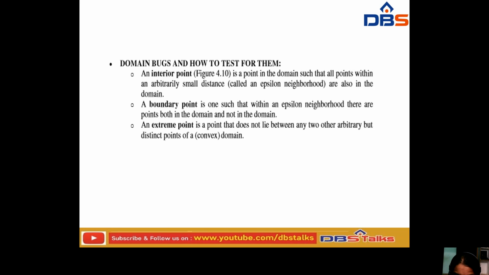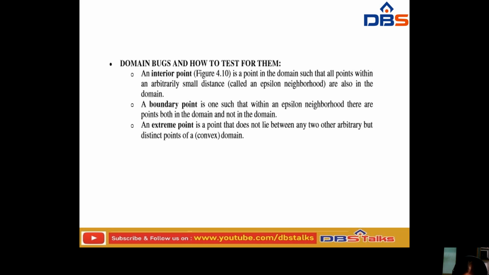But when it comes to an extreme point, it is completely different. It does not lie between any two other arbitrary points, it is totally out of the domain, and the distance between any two extreme points is very far. But for interior points in the domain, the distance between two points is very near, so we can test it very easily.